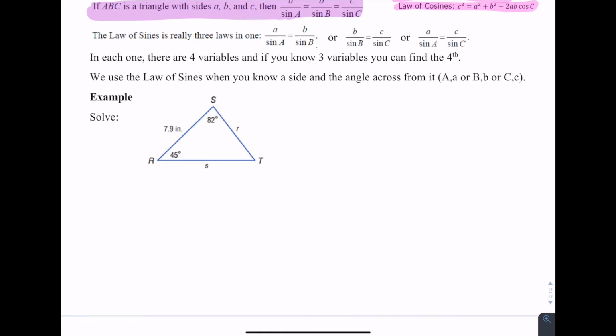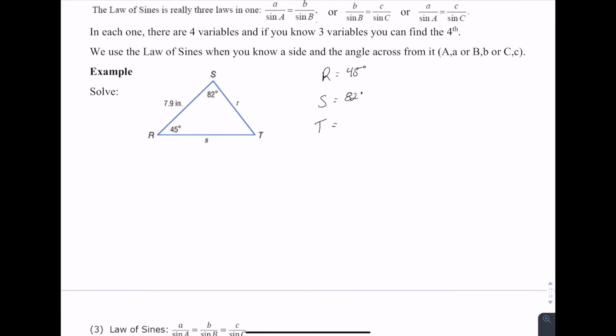So let's go ahead and write down all the pieces. I need to figure out what big R is, which is already 45 degrees. I need to figure out what big S is, that is 82 degrees. I need to figure out T. Well, I can't directly, but I can use the other angles to figure it out. All triangles are 180 degrees. And so if I subtract the 82 and I subtract the 45, that will give me exactly 53 degrees. So this is 53 degrees. So now I have all my angles. Now it's my job to figure out what little r is, what little s is, and what little t is.